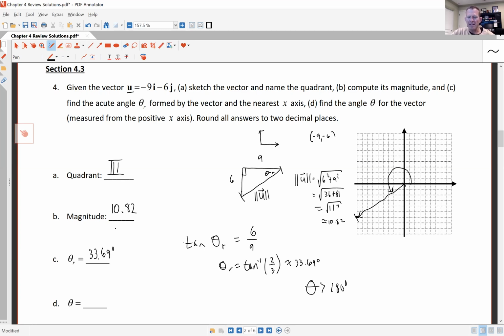The theta then is 33.69 past 180. Theta is theta ref plus 180 degrees, putting it in quadrant 3. And so on that one, we get 213.69 degrees. Okay, so that's the idea of a vector having a direction designated by theta and having a magnitude 10.82.